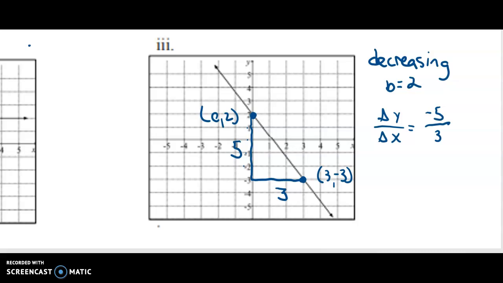I'm going to take the sides of the triangle and list them. The height is the numerator. The length, or the run, is the denominator. And it's negative because I can see that the function is decreasing. So that's my slope m. And I get an equation, y equals -5/3 x plus 2.